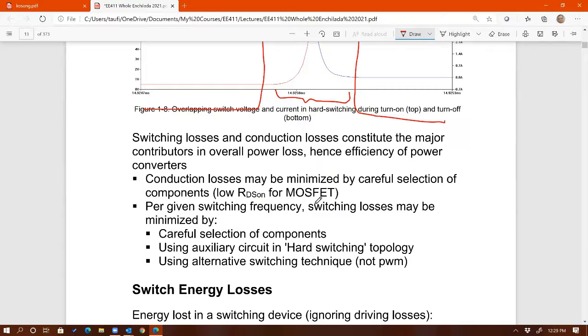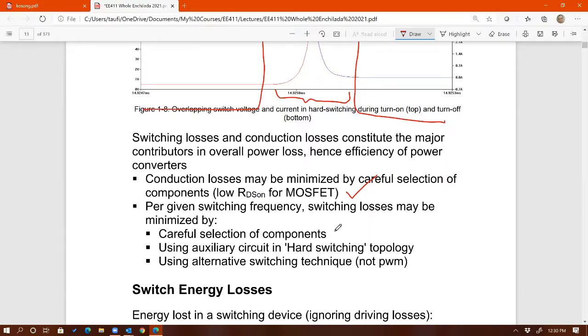So these are the different methods to reduce switching losses. Conduction losses may be minimized by careful selection of components. This is part of EE411. By knowing a better component to use, you can minimize conduction losses. But in this chapter, we focus more on switching loss. Per given switching frequency, switching losses may be minimized by careful selection of components, using an auxiliary circuit in hard switching topology, and using an alternative switching technique.